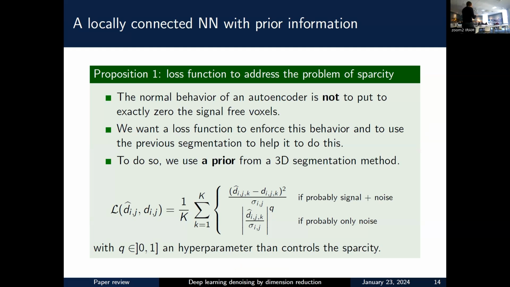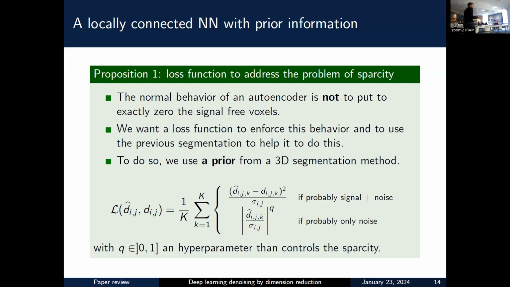So to start with the autoencoder I've shown before, the first proposition in order to adapt the method to the specific case of astrophysical cubes will be to change the loss function in order to add more information. This additional information will indicate to the model whether we think that a voxel is composed of signal plus noise or only noise. The neural network will be able to use this prior, maybe adapt it if we think that we are wrong, but it will help it to have a better result at the end.